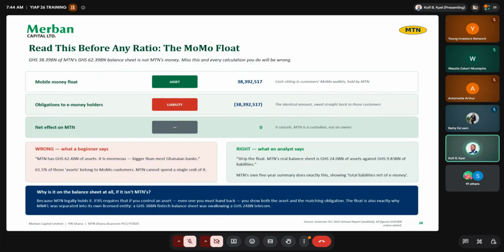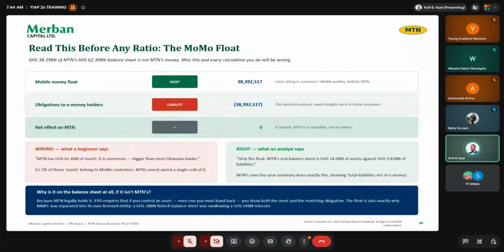So it is wrong to say that MTN has 62.4 billion of assets. When you say it's bigger than most banks, yeah, you can say that, but it's wrong. 61.5% of those assets belong to Momo customers. MTN cannot spend a single cedi of that. It's for customers.